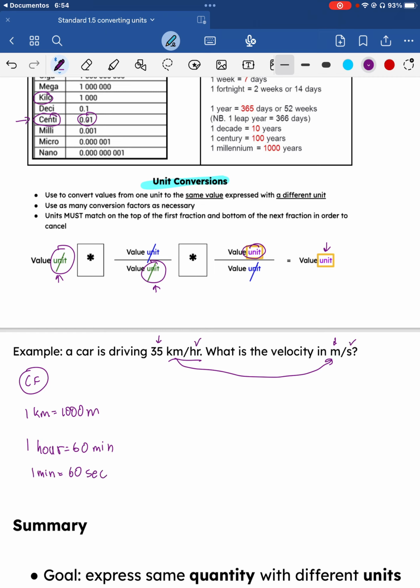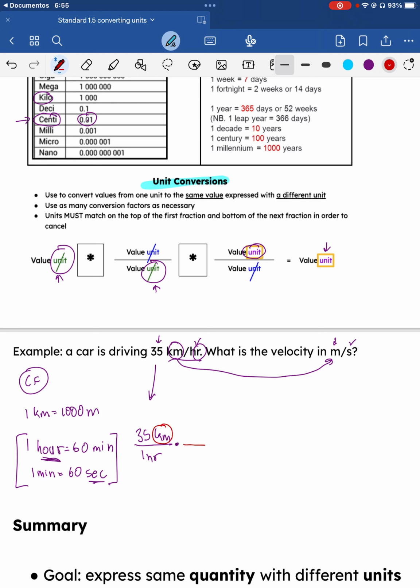Hours to seconds, I don't happen to know that off the top of my head, but I can use these two conversion factors to get from hours to seconds, because I know hours to minutes off the top of my head and minutes to seconds. So what will this look like? Well, 35 kilometers over 1 hour. I always start with what's given. This is what's given to me. And I can tackle either the kilometers or hours first. It doesn't matter. Let's do kilometers first.